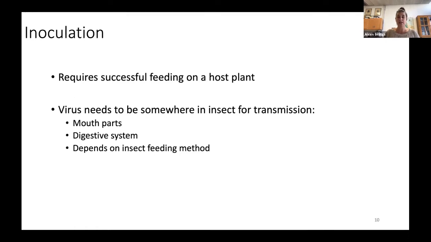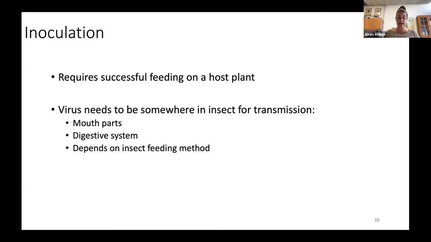So this may seem really obvious, but it's a really good way to start identifying potential vectors by knowing which ones actually feed on a host plant and which ones are just hanging out in a host plant. Second, the virus needs to be somewhere in the insect that it can be passed to an uninfected plant.